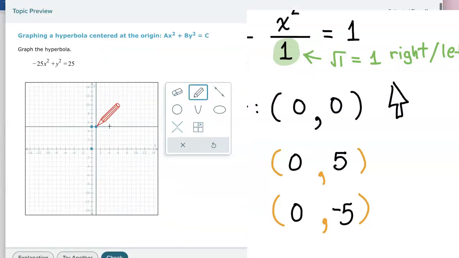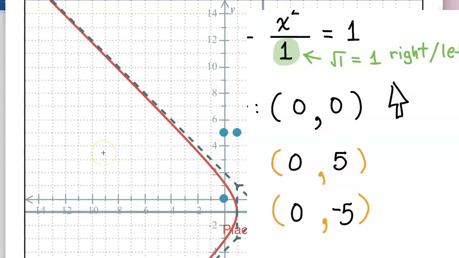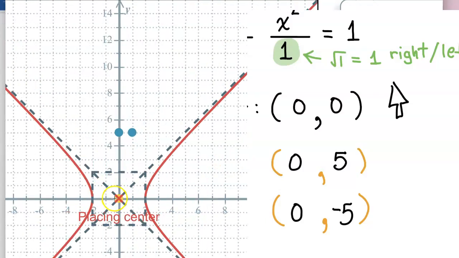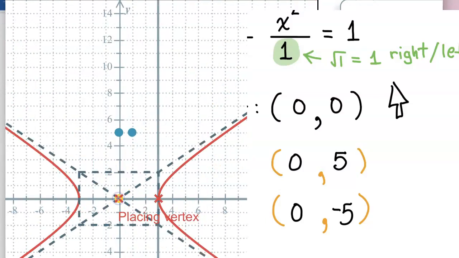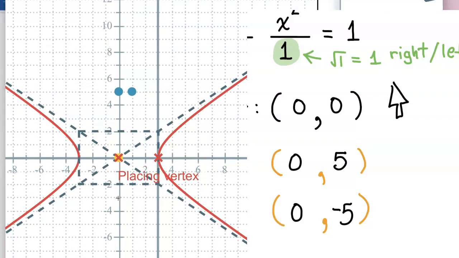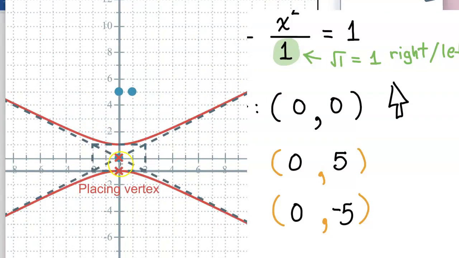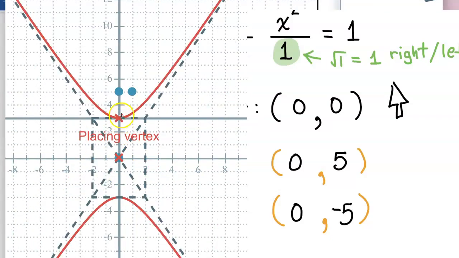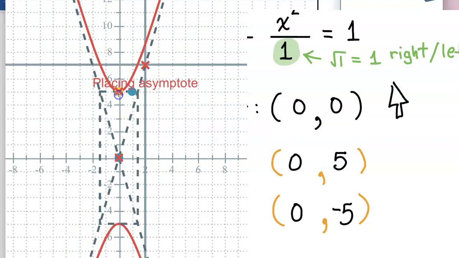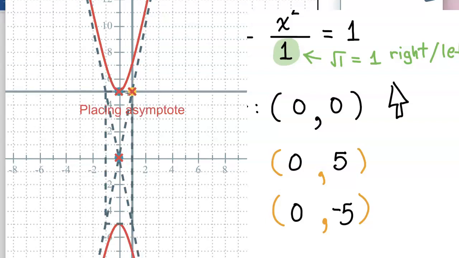Now that's all I need to plot using my pencil tool. Now watch this. I'm going to click on the hyperbola. And they said, place the center. Yes, the center is at the origin. Click. Now the next thing they want is the vertex. To place the vertex, I'll go up and then plot that vertex. And last thing they want is they want you to place a point on the asymptote. Go one to the right and plot that point. Click, and that's all you have to do.